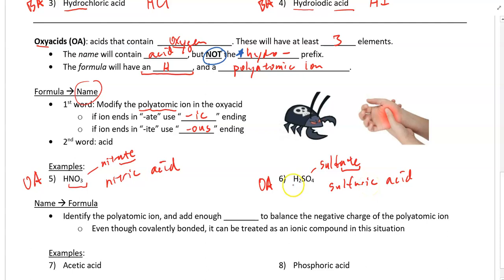Also notice that we didn't even consider the fact that there are multiple H's, right? There's no need to include any prefixes. There's no need to have like 2 H's in front, right? That's not really necessary. Recognize what we have left off entirely? There is no hydro prefix, none of that.